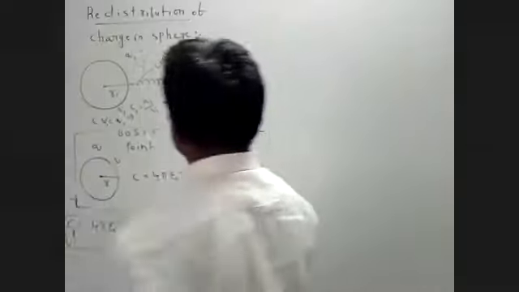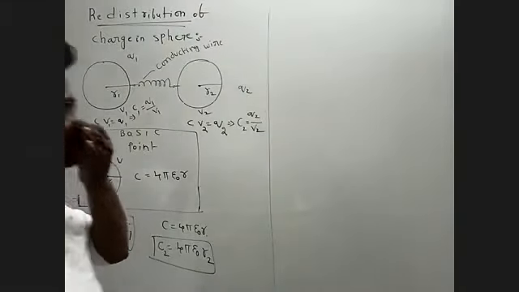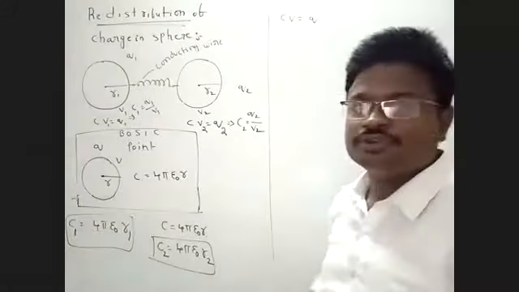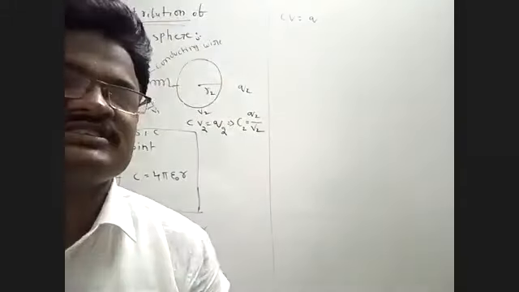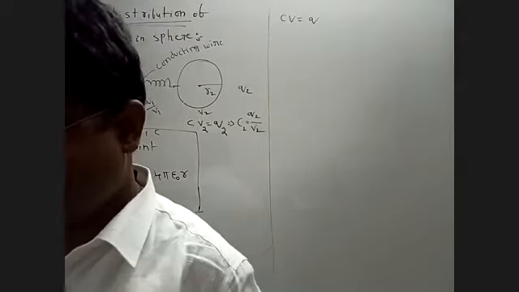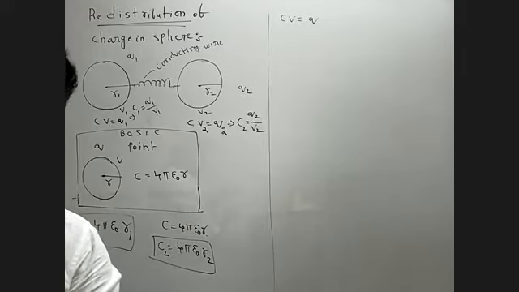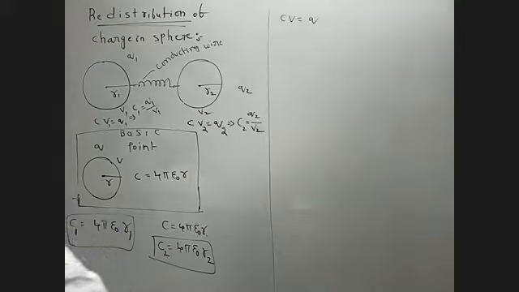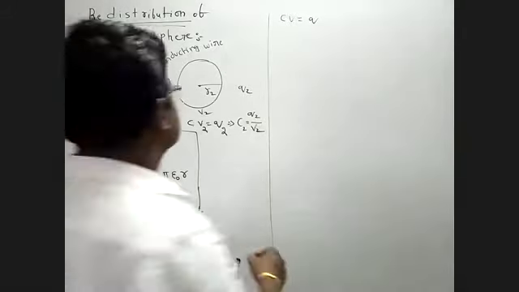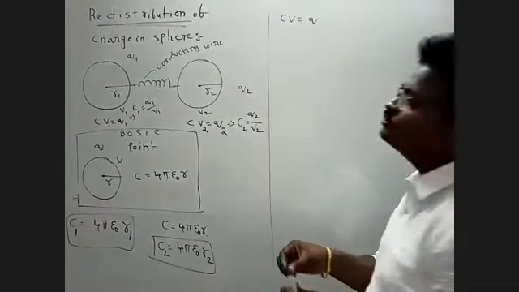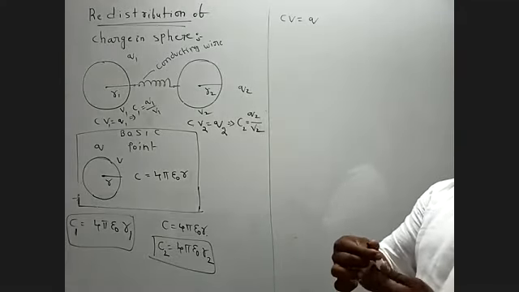So what will happen in this situation? We know the potential becomes equal. The formula is CV is equal to Q, where C means capacitance, V means potential, and Q means charge. I have to find the common potential. Charge flows from high potential to lower potential.